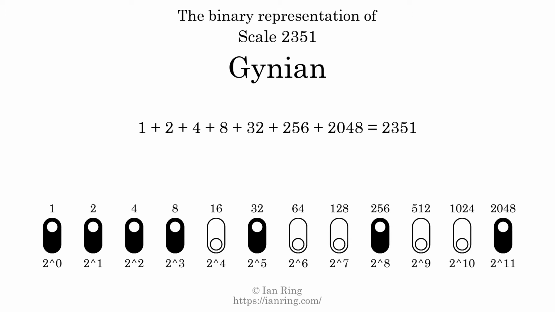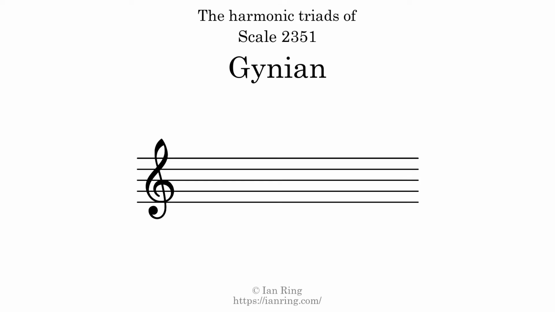2351. The scale number not only enumerates the scale with a unique index, but it also literally describes the tonal content of the scale. Represented as a binary number in base 2, the scale number is 1001001011111. Here are the harmonic triads present in this scale.